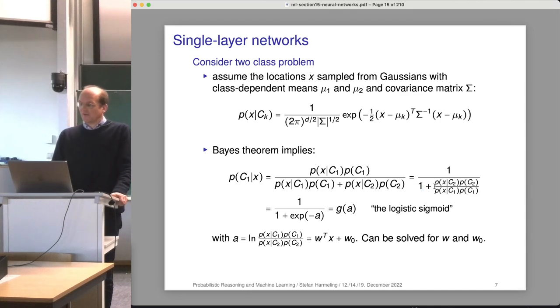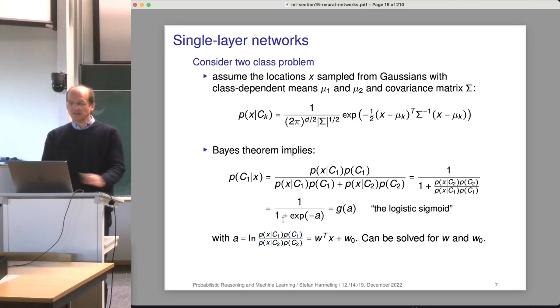Okay, and now if I replace this quotient with e to the minus a, then I have a very typical activation function, the so-called logistic sigmoid. Okay, and now you might ask, why can you write it as an e to the minus a? If you plug in for the a the logarithm of this quotient, then basically the minus sign will swap the numerator and the denominator, so I get the right quotient here. Okay, and the exponential and the logarithm will just vanish.